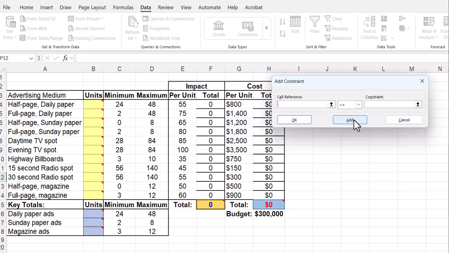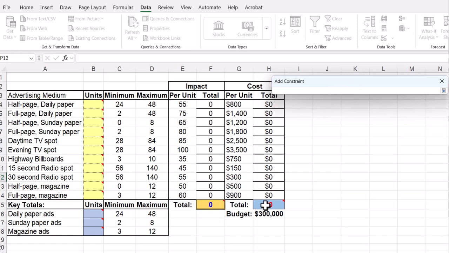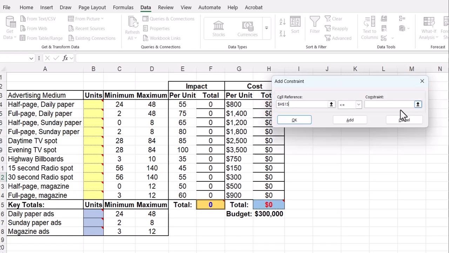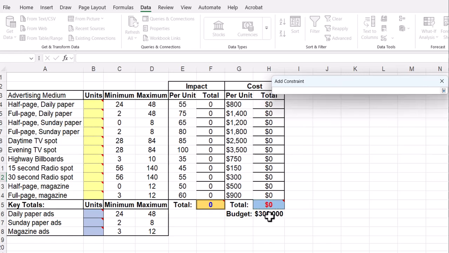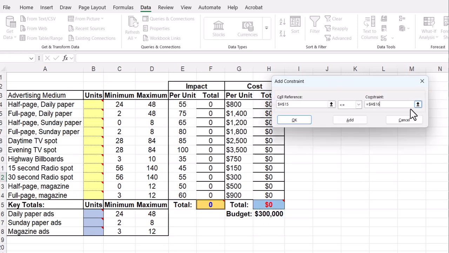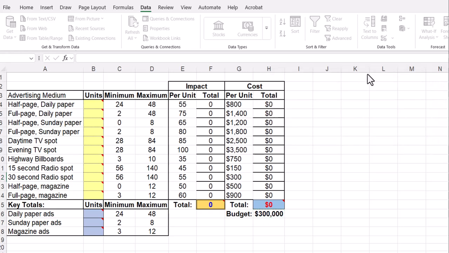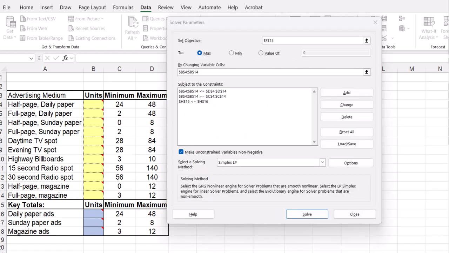And I'm going to say add. And I'm going to keep adding those. Right? And remember that one of your key constraints is going to be that your total is less than or equal to your budget. And I'll just say, okay. And that's not all of them, but this will give you a good idea of what your constraint should look like.